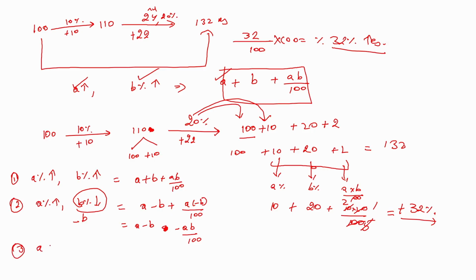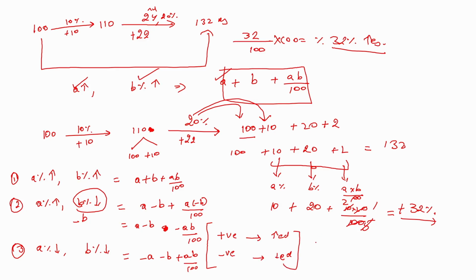If a quantity is decreased by A% and further it is decreased by B%, then the formula would be minus A minus B plus AB upon 100. If the resultant value in these cases is positive, then the net percentage value would be increased. And if the resultant value is negative, then the net percentage value would be decreased.